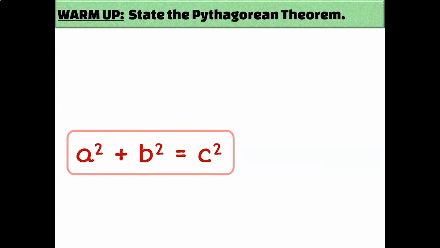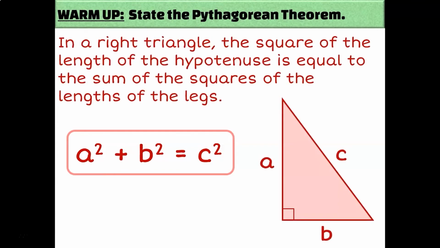But what does that mean? Well, remember it has to do with right triangles. A and B are the legs of the right triangle. Those are the two sides that create the right angle. And C is the hypotenuse. That's the longest side of the right triangle. It is the side across from the right angle. So if you square the legs and add it together, that's equal to squaring the hypotenuse. And we're going to be using the Pythagorean theorem a whole bunch during this lesson, so I wanted to take a quick second to review what it is.